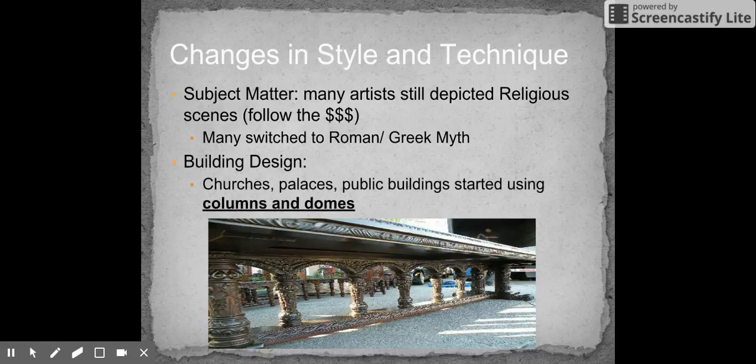Again, some of the other changes that occur because of the Renaissance: building designs are going to change. Churches, palaces, public buildings are going to start using columns and domes. Several of these architectural technologies are not brand new. They were used, especially the columns, in ancient Greek and Roman buildings. However, with the idea of inspiration from ancient civilizations, those columns and domes and archways and triangular rooftops are all being brought back into society as something that was not cool for a very long time, but now is cool again. It's that retro idea that tends to creep up every once in a while.